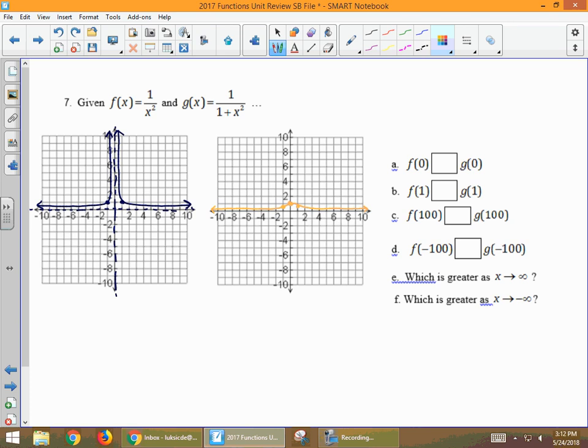So at 0, which is greater? Well, you can't really compare an asymptote and a value. So what I would do here is something like this. This guy is an asymptote, and g of 0 is 1. So this does not exist. We can't evaluate which one's greater. We can't compare nothing to something. At f of 1 and g of 1, we can. F of 1 is 1, and g of 1 is 1/2. So f of 1 is greater.